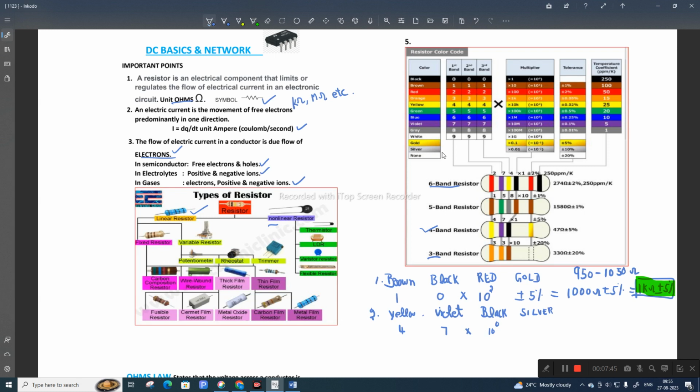So silver is plus or minus 10%. Here the color code is yellow is 4, violet is 7, black is 10 to the power of 0. So how do you write this? Kindly note this: 4, 7, 10 to the power of 0 is 1. Any number raised to the power of 0 is 1. That is a rule. So that is equal to 47 ohms plus or minus 10%.